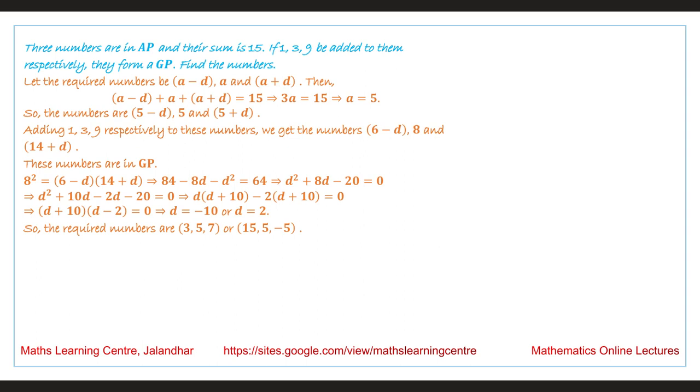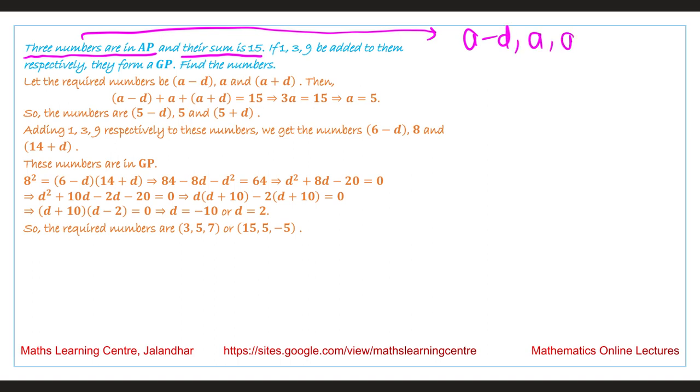Next is: three numbers are in AP and their sum is 15. So we consider those three numbers as a minus d, a, and a plus d, and their sum gives 3a equals 15. So a is equal to 5.